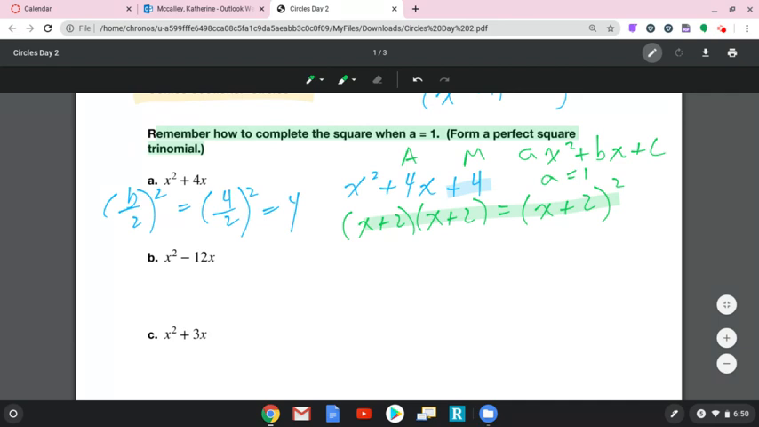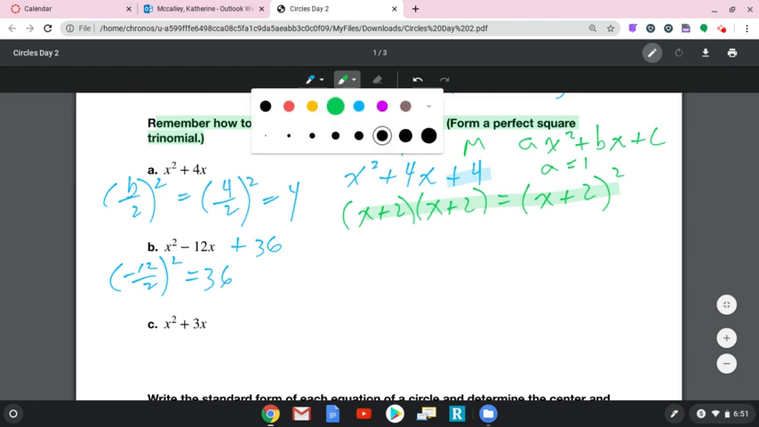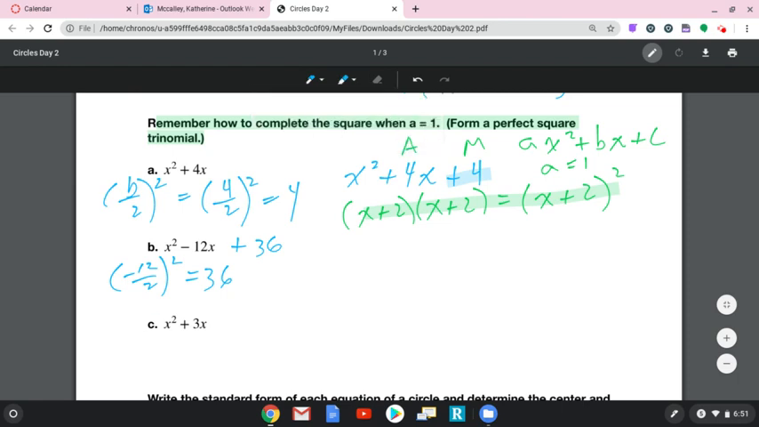Now that same logic applies every time I want to make a perfect square trinomial when my a value is equivalent to 1. So let's take a look at letter B. Same thing. I take my B, that negative 12, divided by 2 and square it. So negative 12 divided by 2 is a positive 6. Positive 6 squared is 36. So we're going to be adding 36 to our binomial to make it a perfect square trinomial. That is my perfect square trinomial.